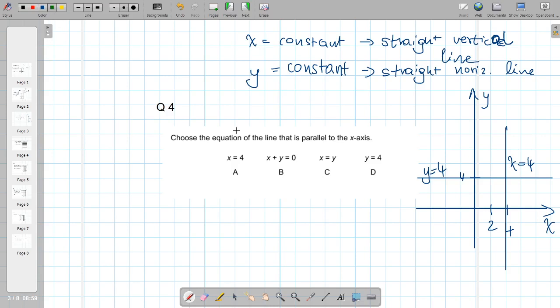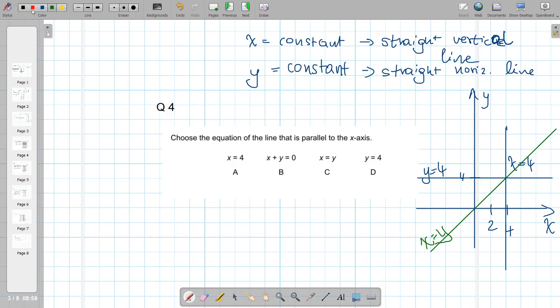I'll use a different color to show you what x equals y is. X equals y is the line that goes equally through x and y. So whatever x is, y is exactly the same. So it goes like that. You can see here for 2, y equals 2. For 4, y equals 4. For 6, y equals 6, and so on. So this is x equals y.